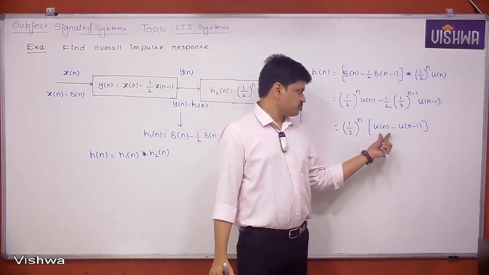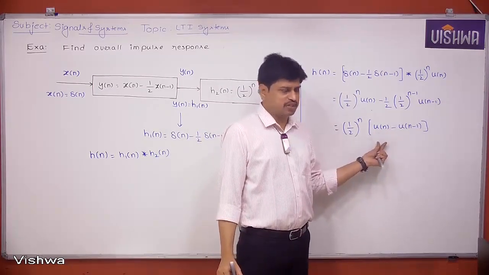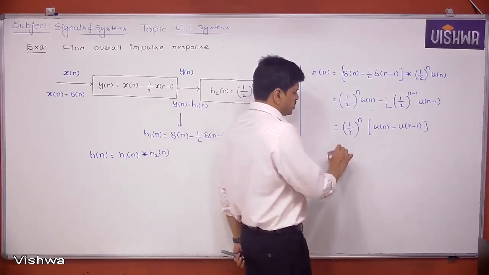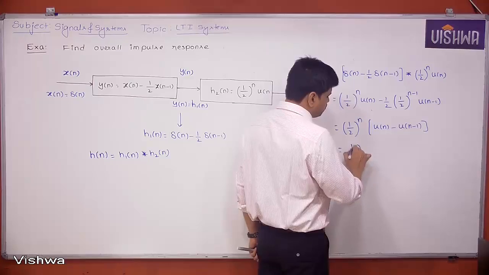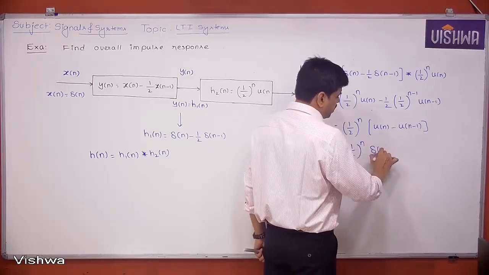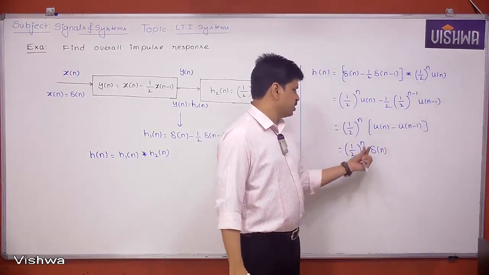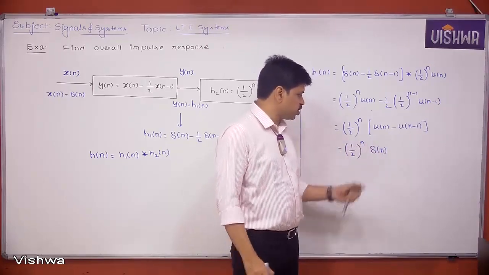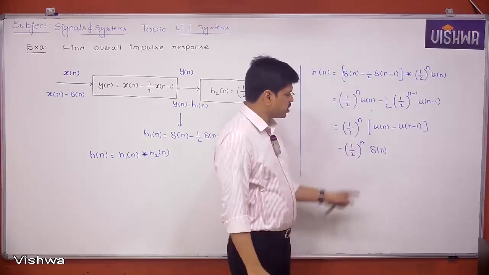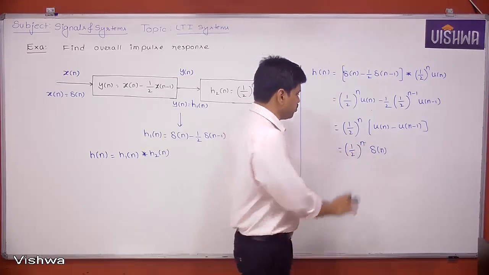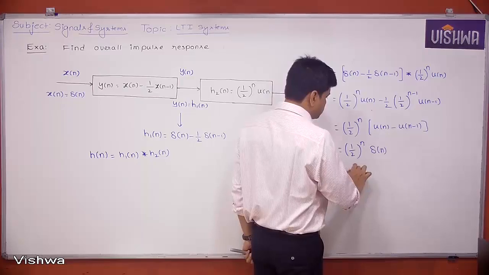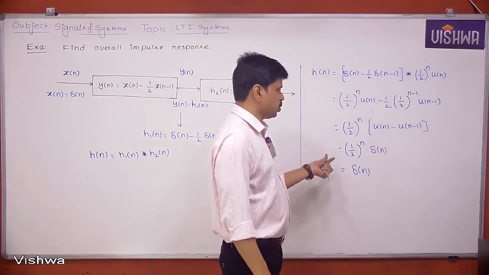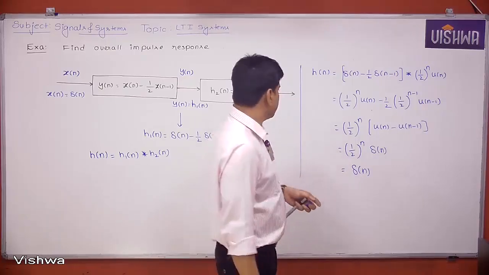And we know this is a difference equation of step function u of n minus u of n minus 1, which results in delta n. So it is nothing but (1/2)^n delta n. And from the product property, any function multiplied with delta n has to be evaluated at n equal to 0. So if I replace n with 0, this is going to be 1, and finally this is delta n. So this is what we got. Finally the impulse response is equal to delta n. Okay, I hope you understood.